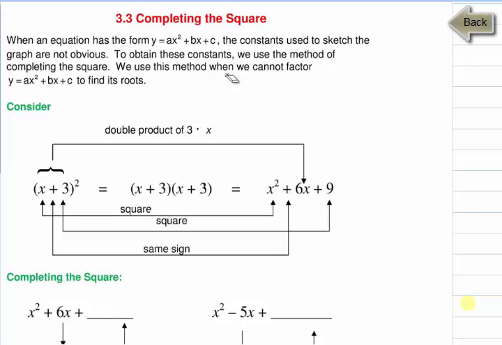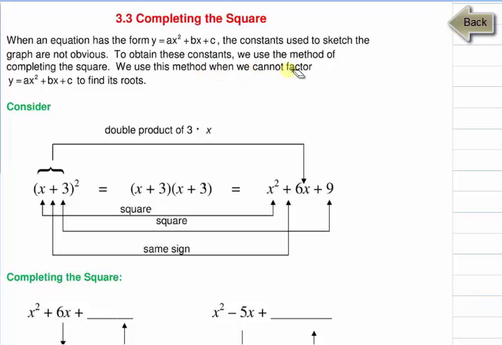3.3, completing the square. When an equation has the form y equals ax squared plus bx plus c, meaning it's in standard form, the constants used to sketch the graph are not obvious. To obtain these constants, we use the method of completing the square. We use this method when we cannot factor y equals ax squared plus bx plus c to find its roots.